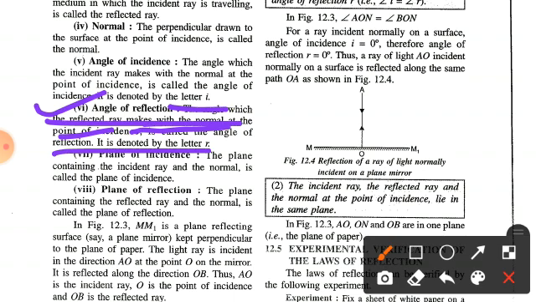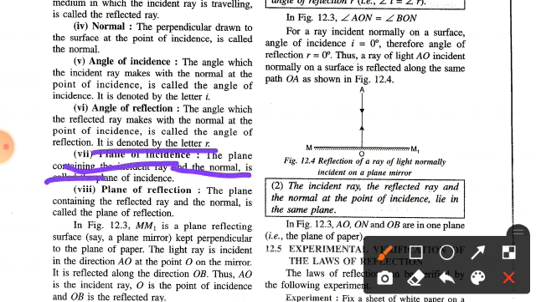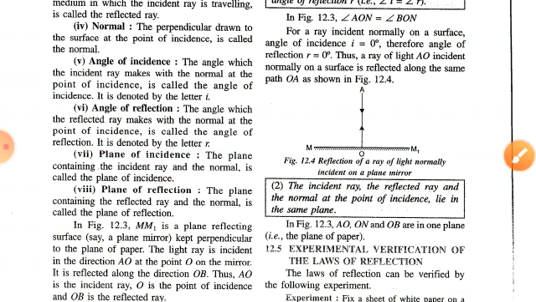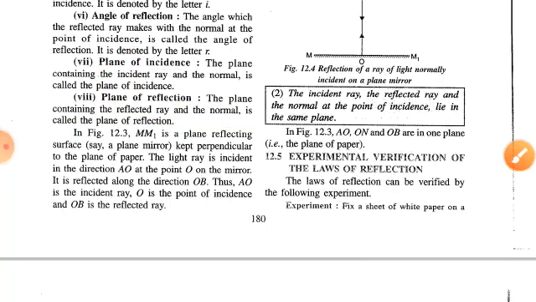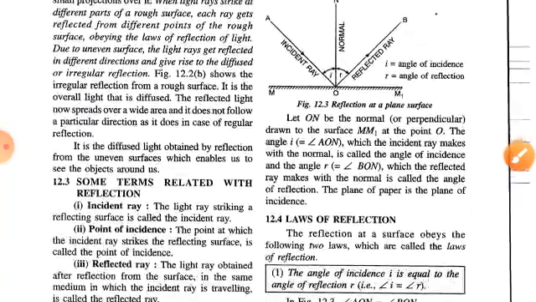Now see the seventh one, the plane of incidence. The plane containing the incident ray and the normal is called the plane of incidence. Now the eighth one is the plane of reflection. The plane containing the reflected ray and the normal is called the plane of reflection. Here you can see the figure.